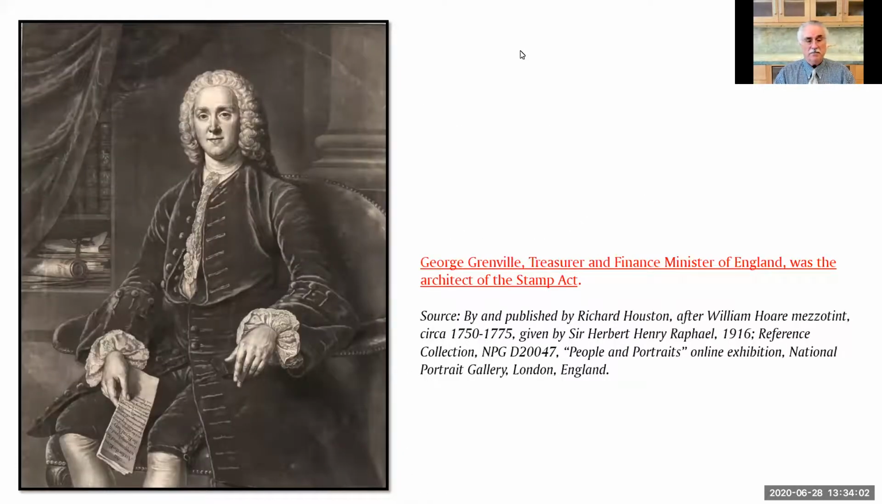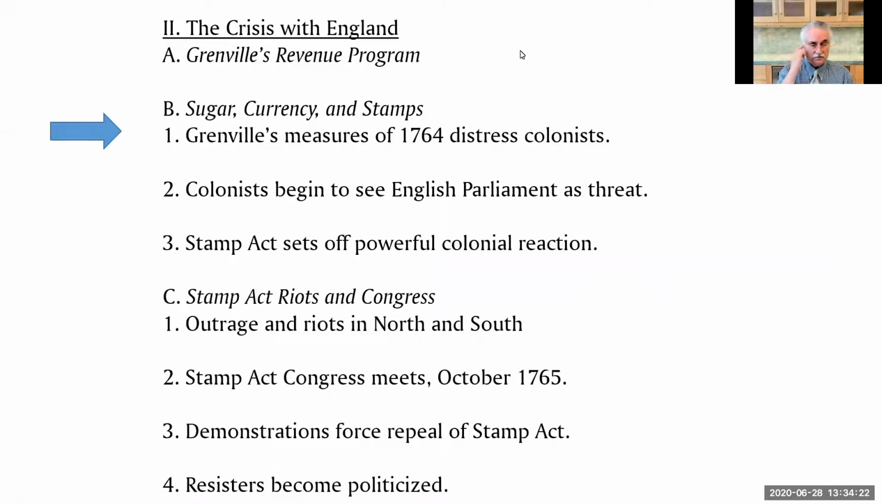This is a painting of George Grenville, Treasurer and Finance Minister of England, who was the architect not only of the Stamp Act, but the Currency Act, the Sugar Act, and other laws designed to raise revenues to provide money to open up the interior. Those measures by Grenville created greater economic hardship than already existed at the time.